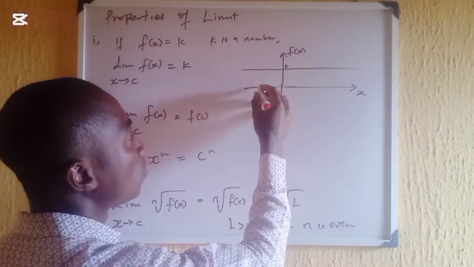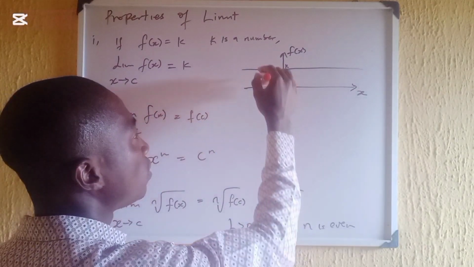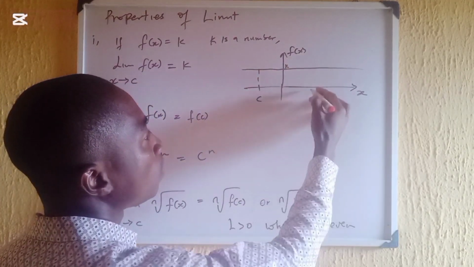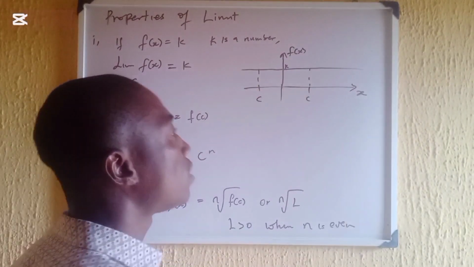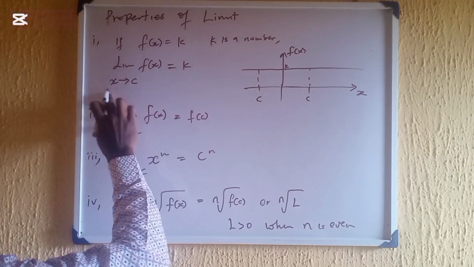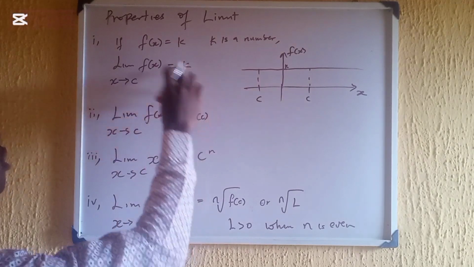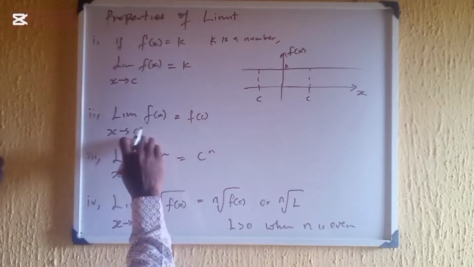So you can say pick this point to be c. As x is approaching c, the answer is still k. Pick this point to be c. As x approaches c, the answer is still what? K. So the limit of the function of x as x approaches c will be k if f of x is k. That's a constant function.